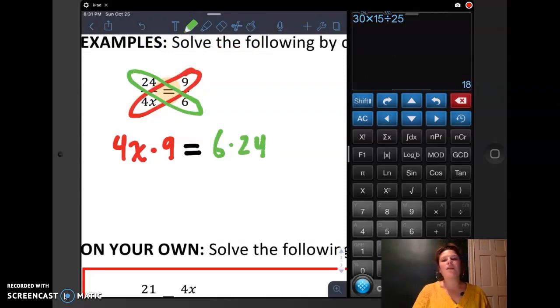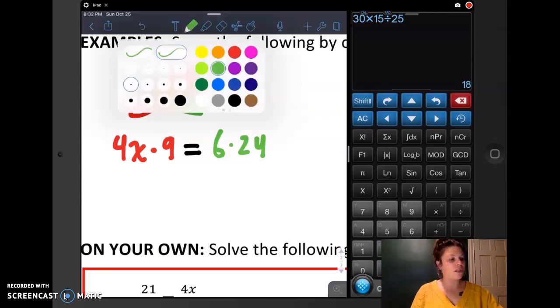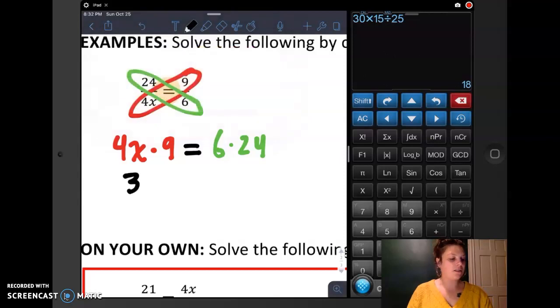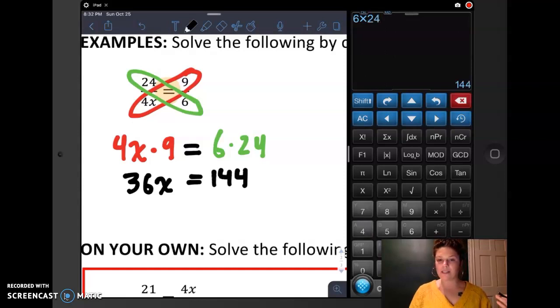So you can't just put like the 9 in front of the x if there was no 4 with the x. You actually have to multiply the 4 times the 9. So 4 times 9 is 36. So we'd get 36x. And then 6 times 24 is equal to 144. So the takeaway here is that when you have a number in front of the x, you multiply the number that's diagonal to it times that number and then keep the next x next to it.